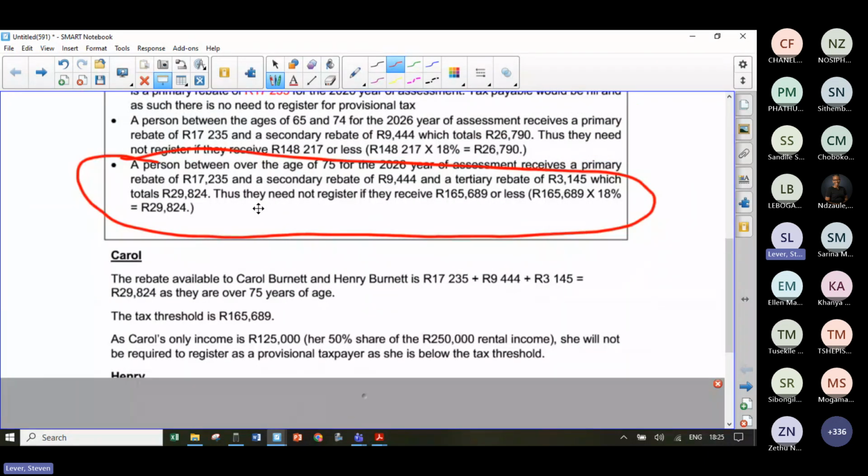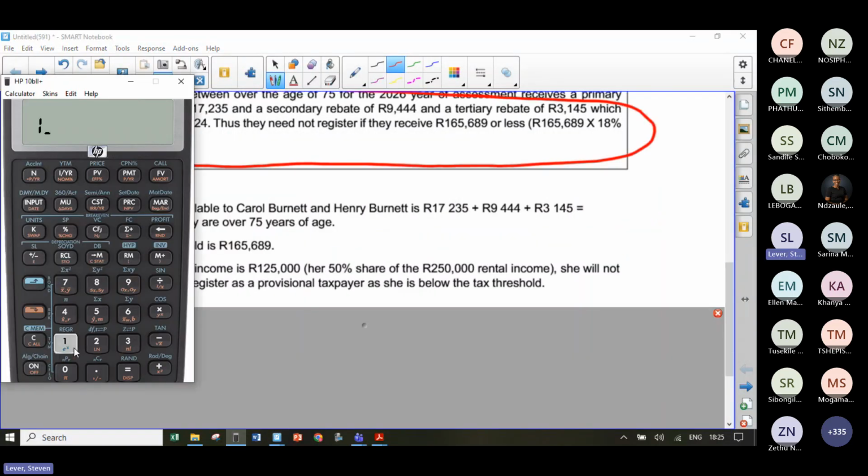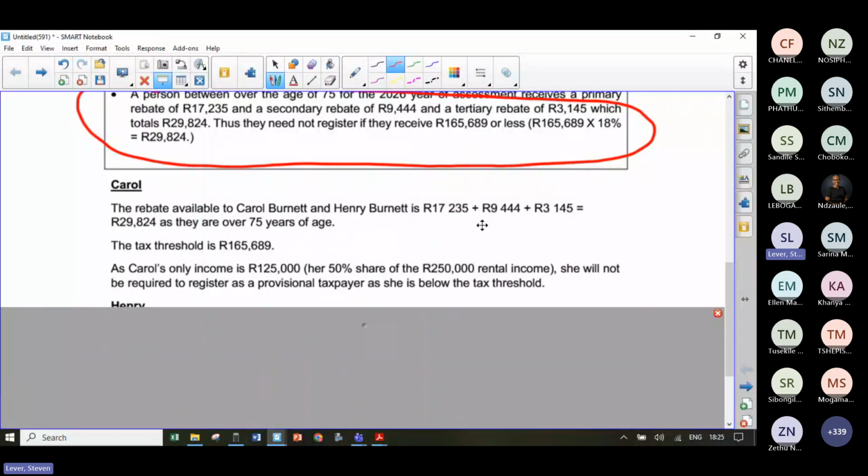So she does not have to register. Why? Because if she was to submit a tax return, she would say 125,000 income times 0.18 gives you 22,500 minus 29,824 rebates, which means that she doesn't pay tax. She doesn't have to register.